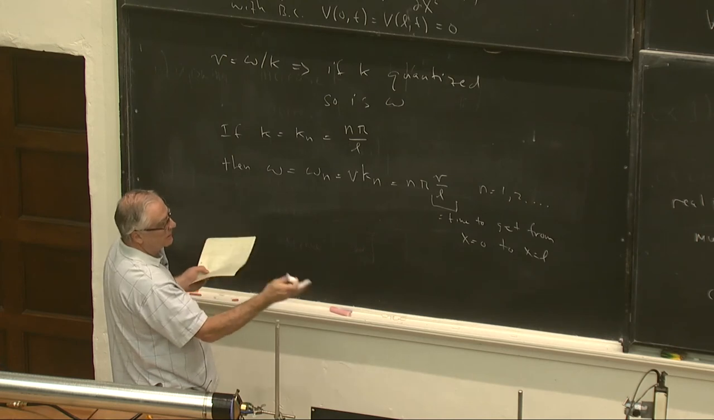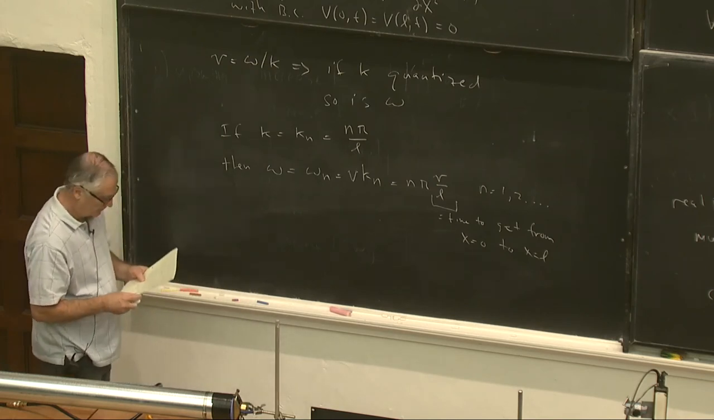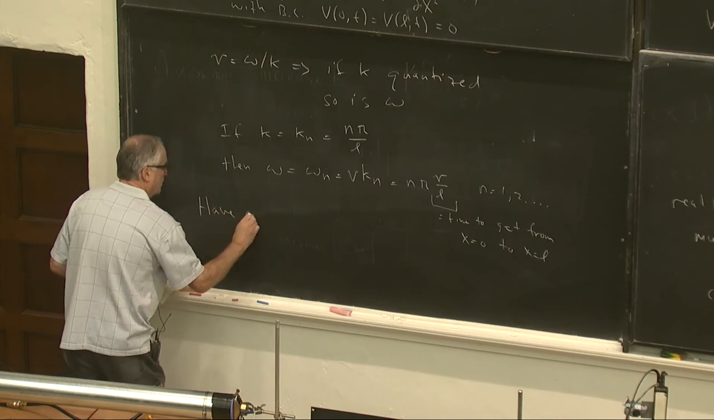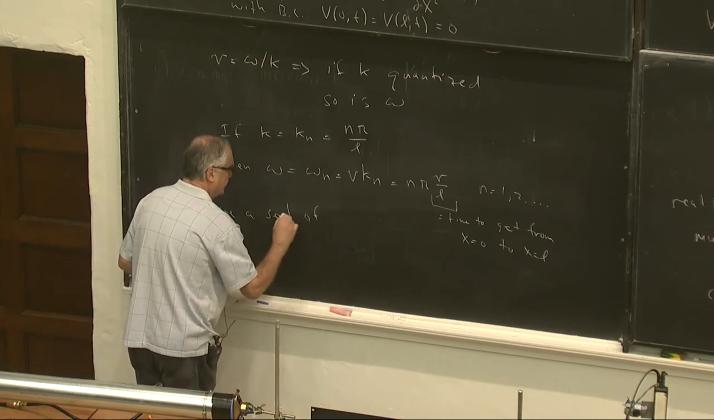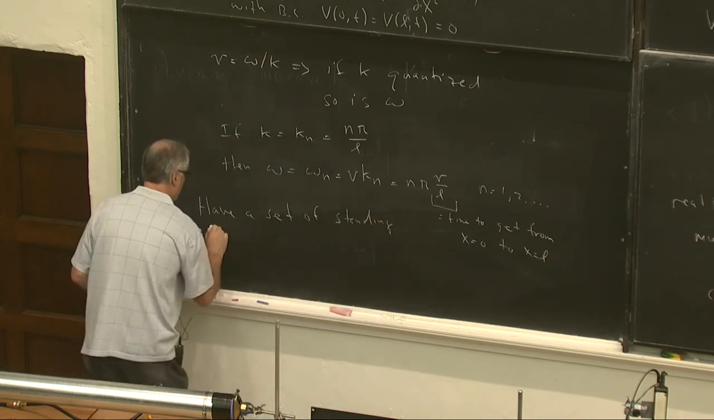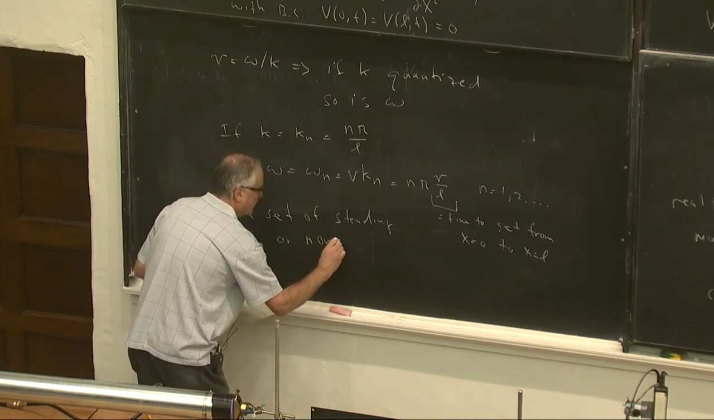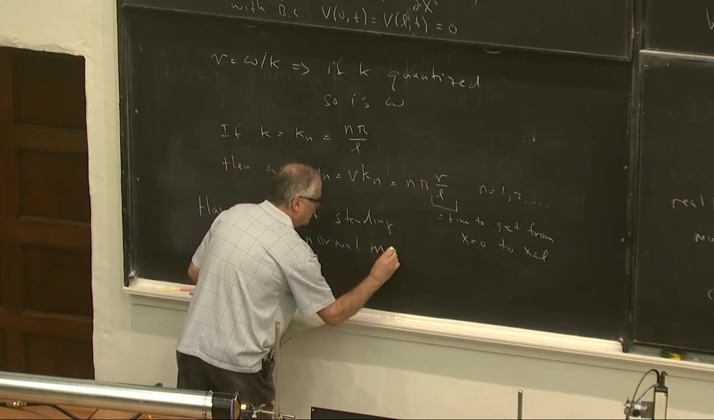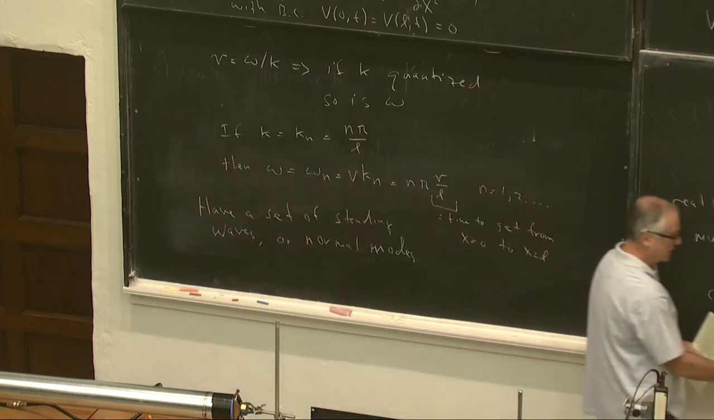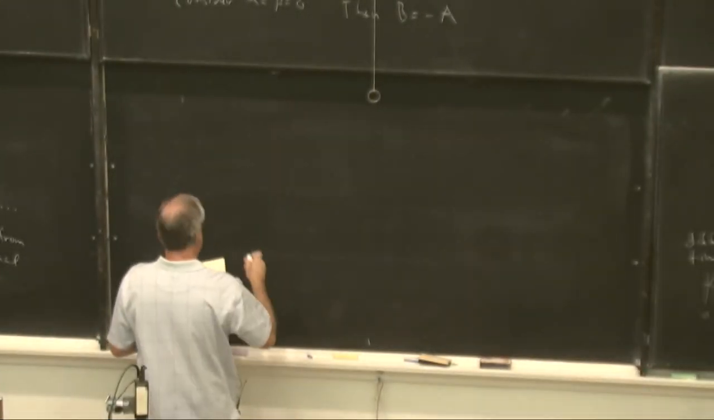So we have a set of different frequencies now, and so now we can see what all our normal modes are. We have a set of standing waves, or we could just call them normal modes. So let me write that over here. I'm going to write it in this way.